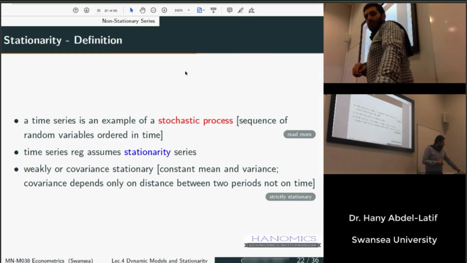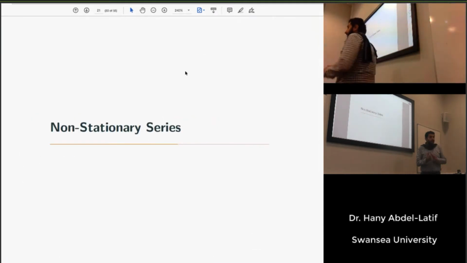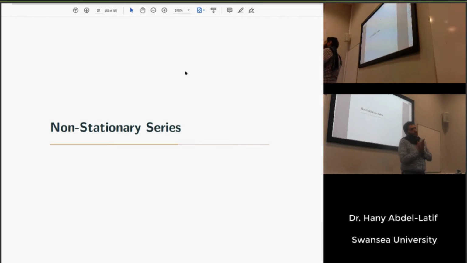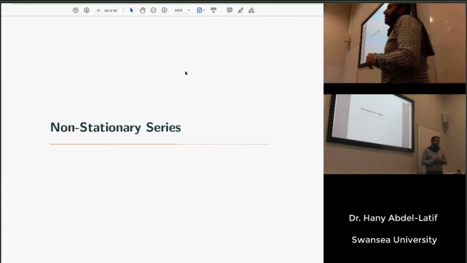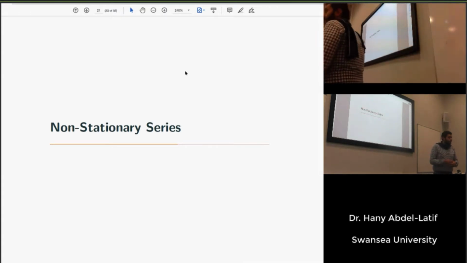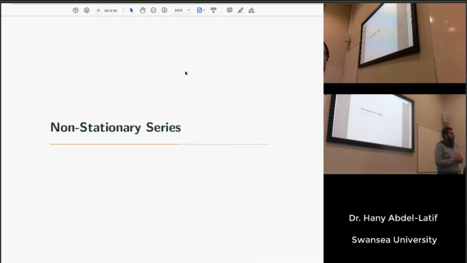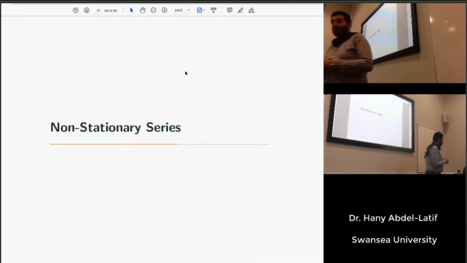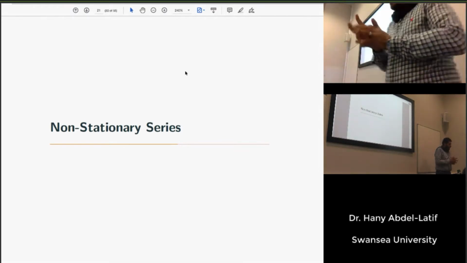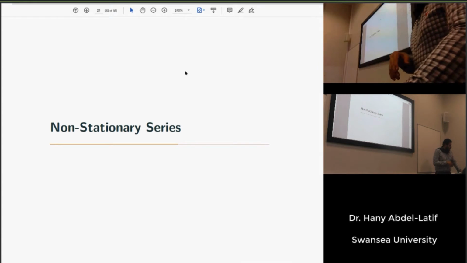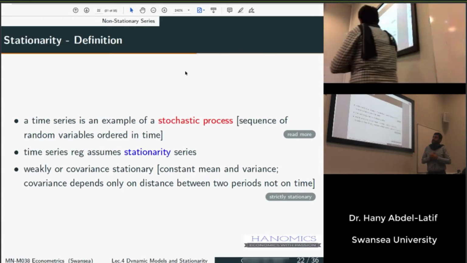Now I want to cover the second half of this lecture. I want to talk about stationarity. This is one of the very important, if not the most important, things to check in your data since you deal with time series data. So it's very important to check the properties of your data.